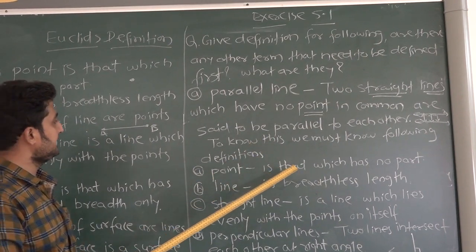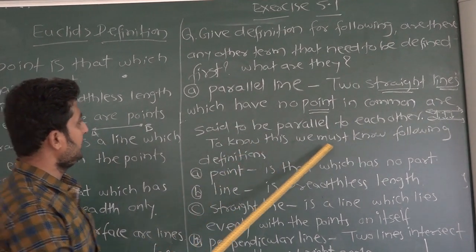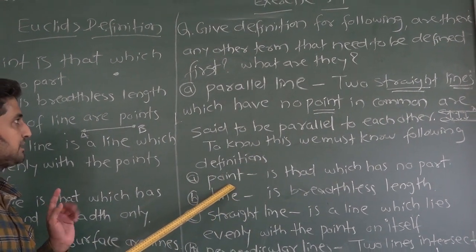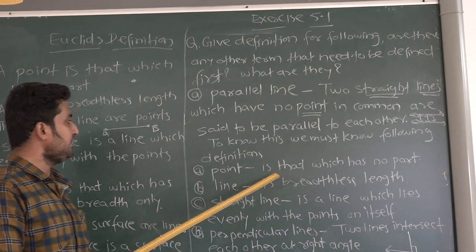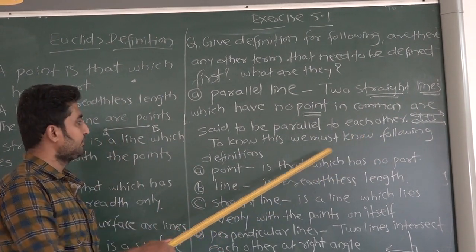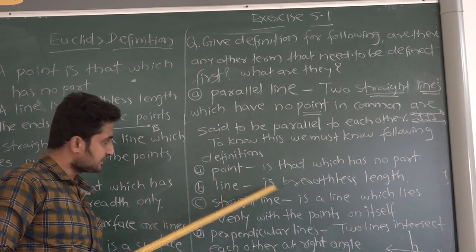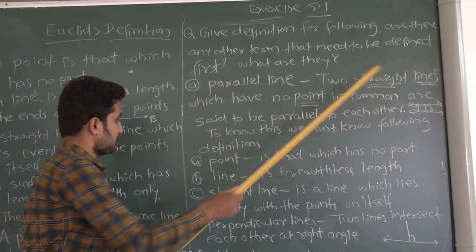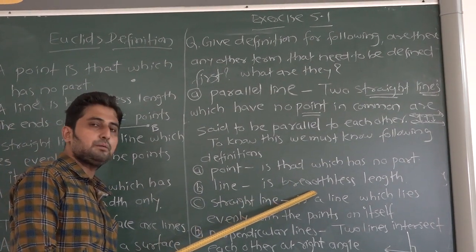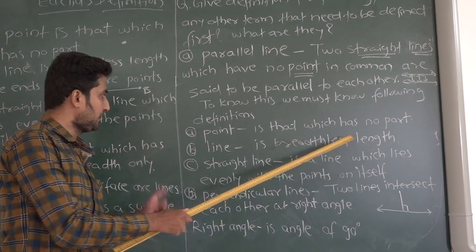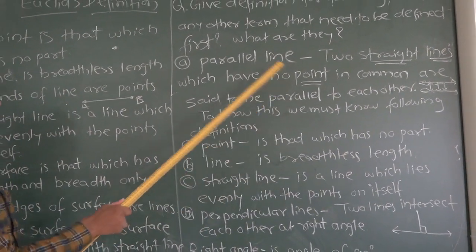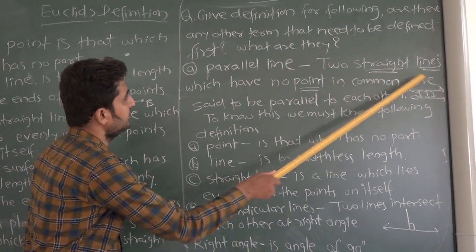As we have seen here, we must know the following definitions. First, we must know the point. What is meant by point? Point is that which has no part, as we have seen earlier. Secondly, line. What is meant by line? As we have seen earlier, it is nothing but breadthless length. So these two are covered here. One more is still to be covered, that is straight line. Here we underline this.